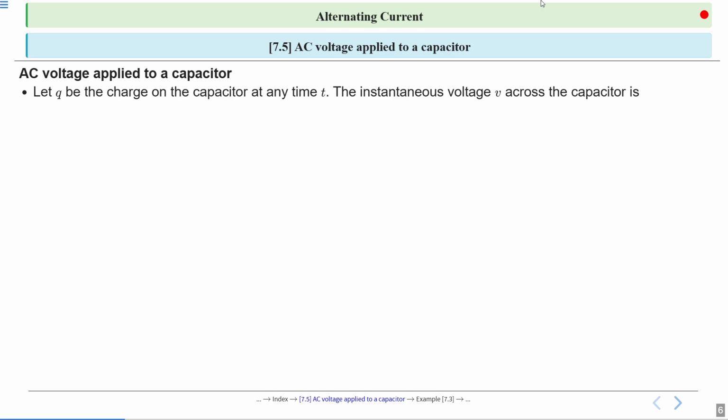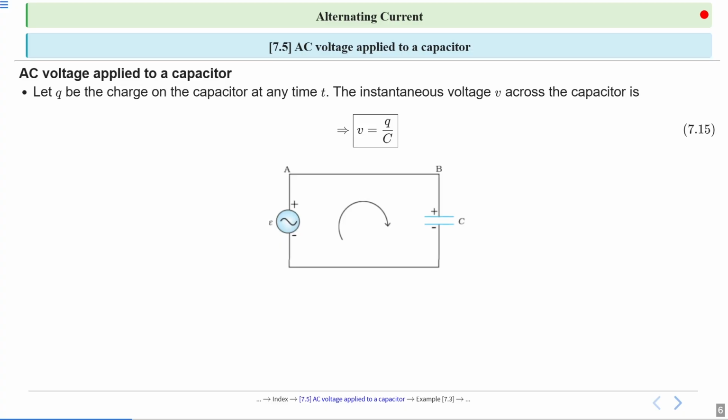So let Q be the charge on the capacitor at any time instant. The instantaneous voltage at that time t across the capacitor will be V equal to Q upon C. So this V is equal to Vm sin omega t. This is the instantaneous voltage across the capacitor at any time t when the charge on the plates is Q, so V equal to Q by C, where C is the capacitance of the capacitor. Mark it as equation 7.15.